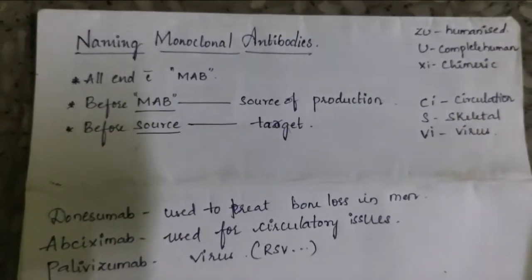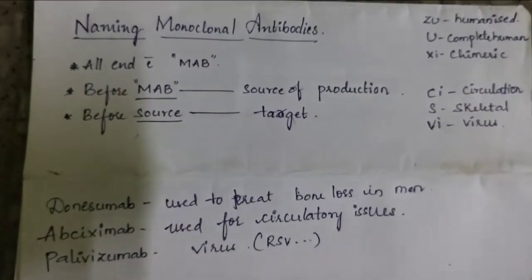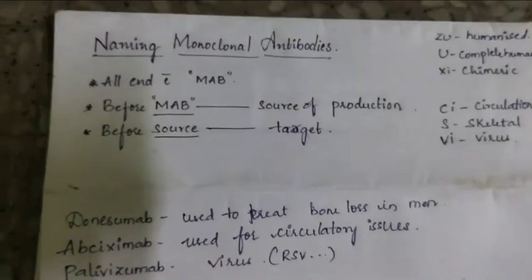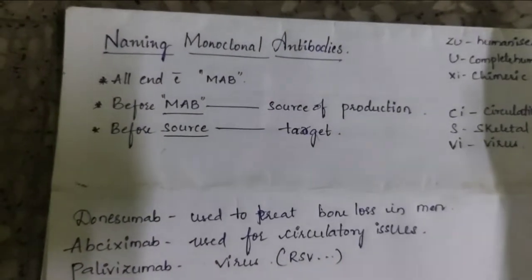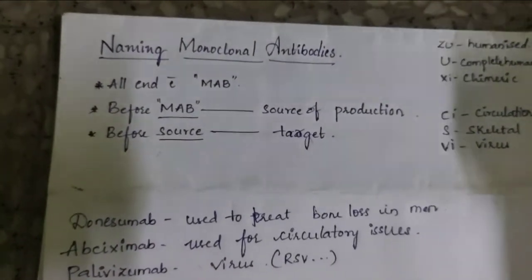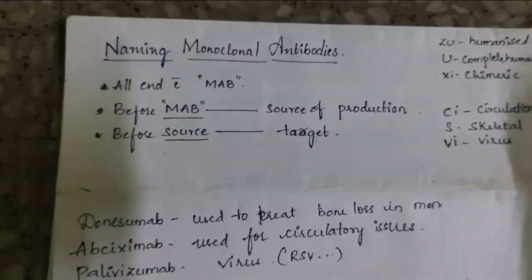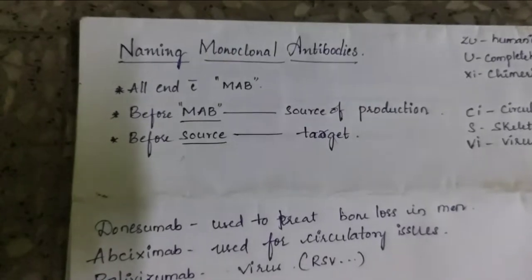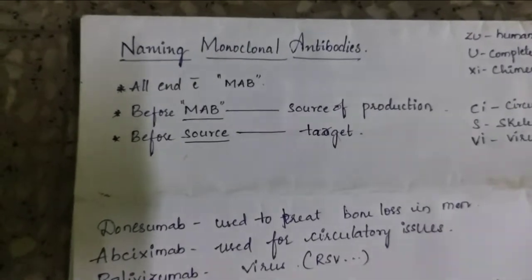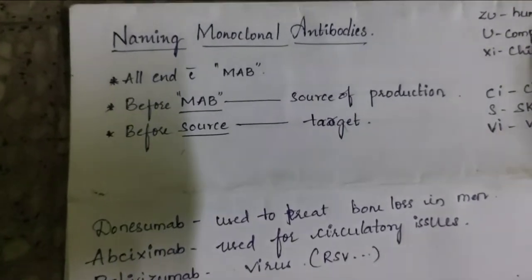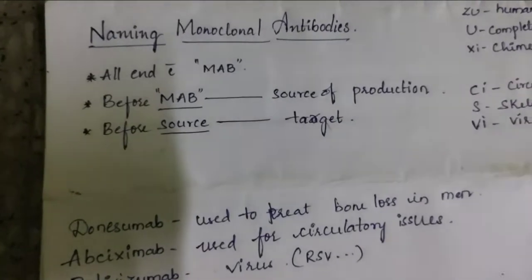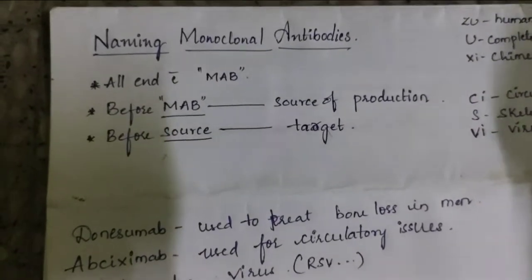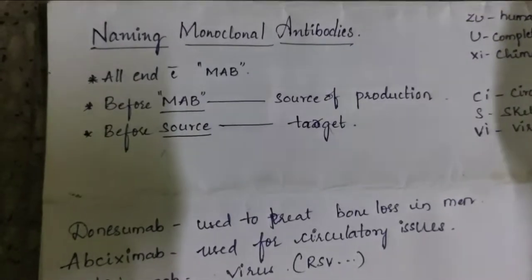Today we are going to discuss the nomenclature of monoclonal antibodies. Monoclonal, the term itself says, those antibodies are targeted towards a single antigen, whereas polyclonal is towards more than one antigen. Now, naming monoclonal antibodies. Usually, monoclonal antibodies end with MAB.